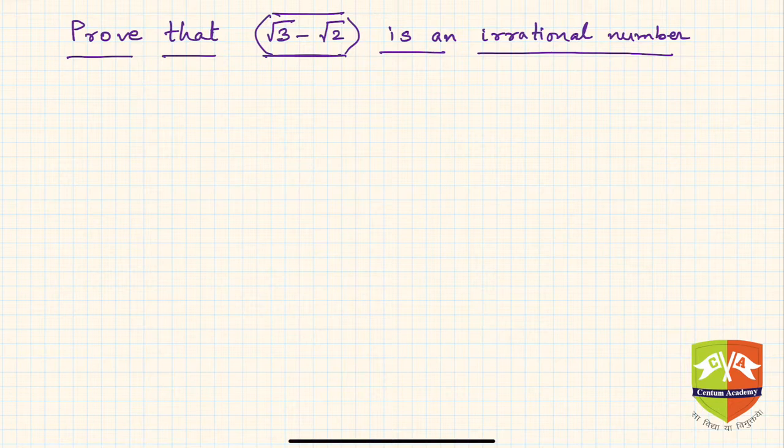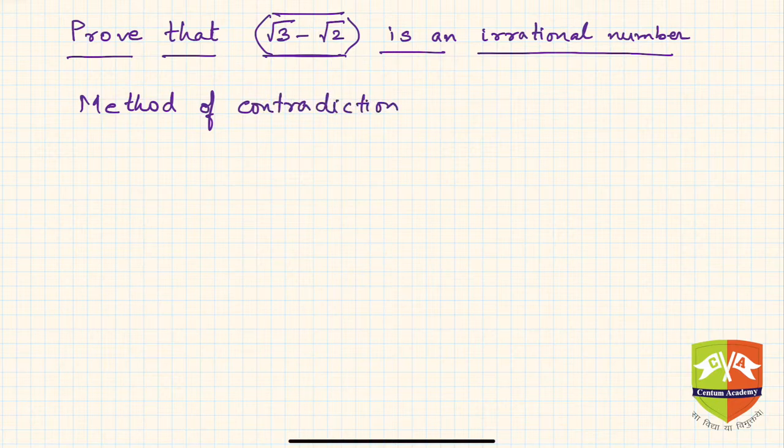In the previous sessions, if you have gone through them, you would have noticed that we have proved how root 2 is an irrational number. We discussed a method of proving in that session, and that method is called the method of contradiction, isn't it? Using this method, when we know that only two possible outcomes are there for an event, we can prove the given theorem.